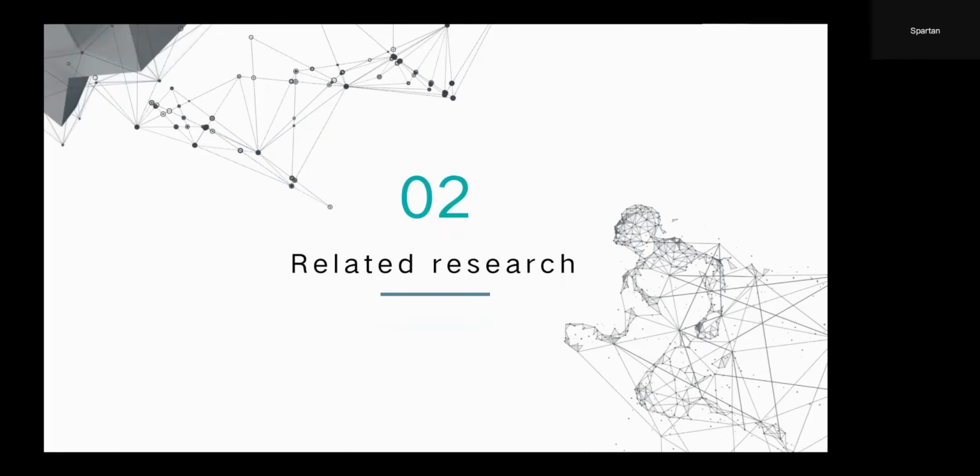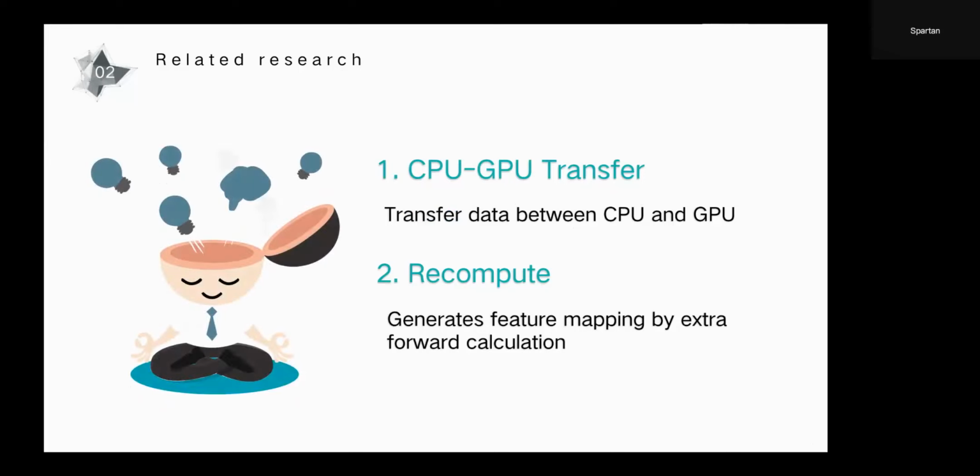Next, let's talk about related research. At present, there are two representative memory optimization methods, CPU-GPU transfer and recompute. The CPU-GPU transfer method introduces a large capacity CPU memory as a virtual memory pool of the GPU, which expands the storage space of the data during the training process. This method transfers the data that do not participate in the current calculation to the CPU memory, reduces the GPU memory consumption of the neural network, and alleviates the shortage of GPU memory capacity.